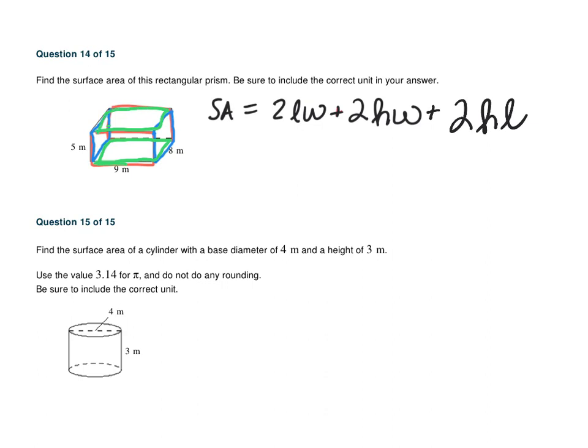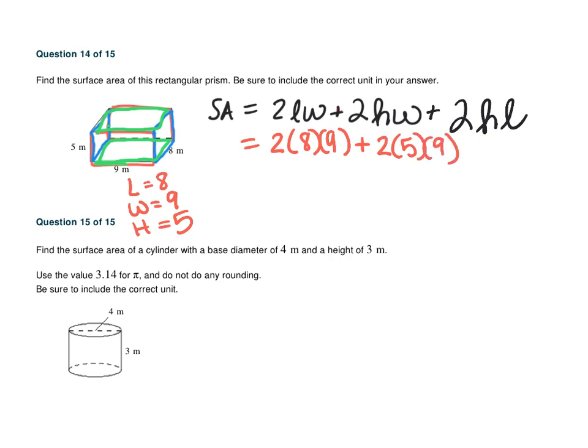Then really it doesn't matter what you call your length, your width, or your height. Again, just label them. So I called my length 8, my width 9, and my height 5. Then I just plugged it into my formula. So then I have 2 times 8 times 9 plus 2 times 5 times 9 plus 2 times 5 times 8.